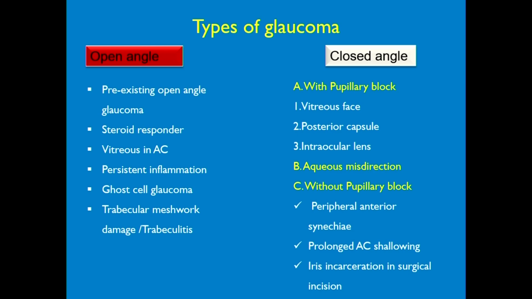So common causes for pupillary block could be, again, the vitreous phase which is blocking the pupil. There could be a posterior capsule which is very thick and not allowing the communication between the anterior and posterior chambers, or the intraocular lens which is wrongly placed. You place a lens in the sulcus. I'll show you a case after this where a wrongly placed lens led to very bad glaucoma. And without pupillary block, it could be due to anterior synechia, prolonged AC shallowing, or iris incarceration in the surgical incision.